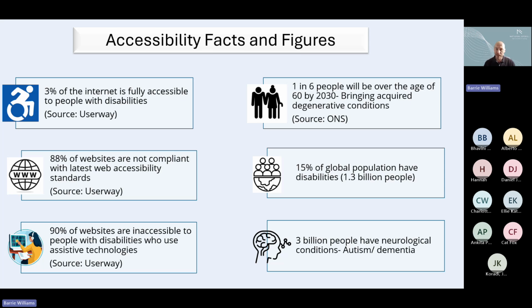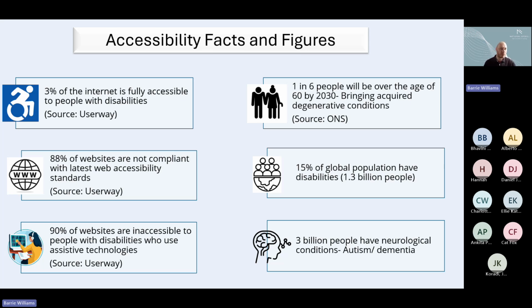90% of websites are inaccessible to people with disabilities who use assistive technologies. So if they use a screen reader, or different technology to help them access things, if they use a switch or different input methods, most websites don't cater for those different areas. This is an interesting one.